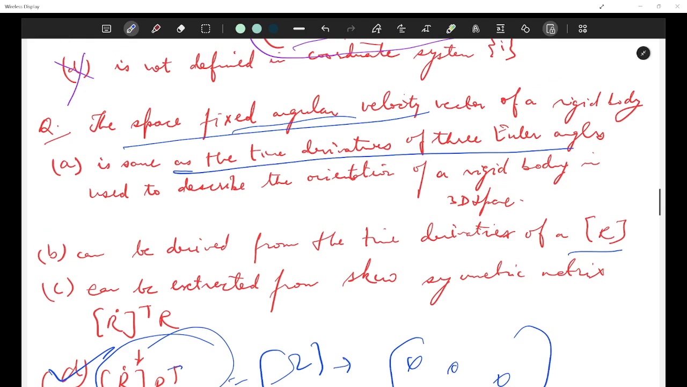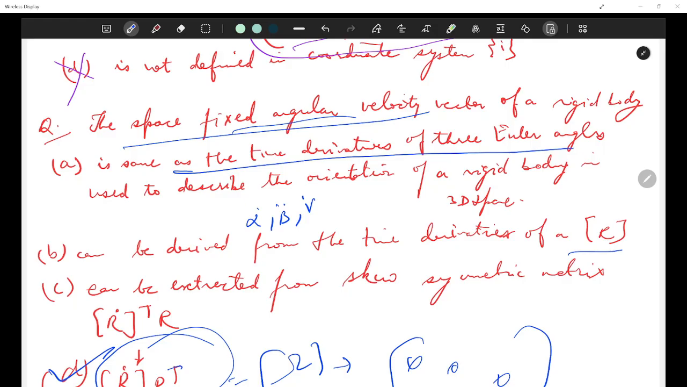So let's go option by option. The first option is the same as the derivatives of Euler angles, and this is wrong because Euler angle derivatives are not angular velocity components. So your alpha dot, beta dot and gamma dot do not suffice. So it is not equal to them.